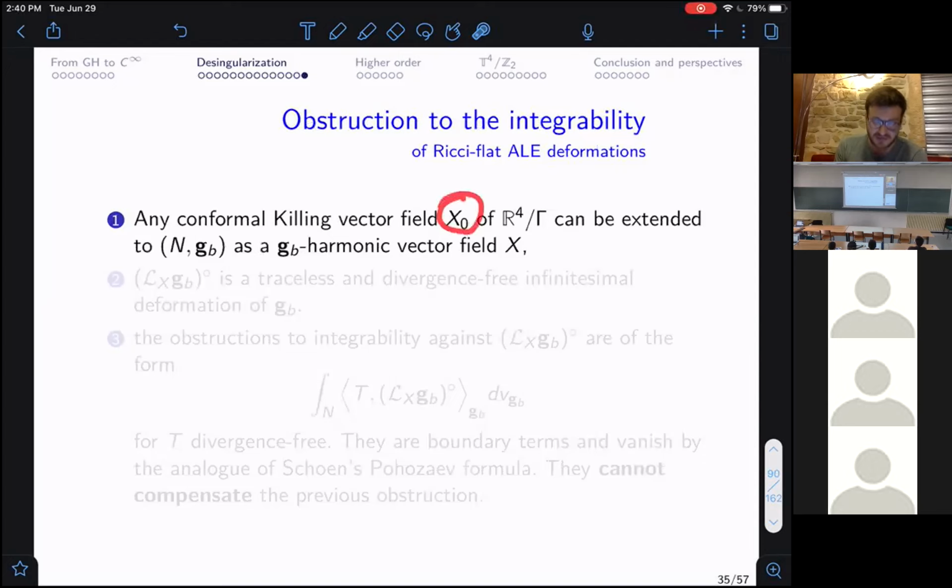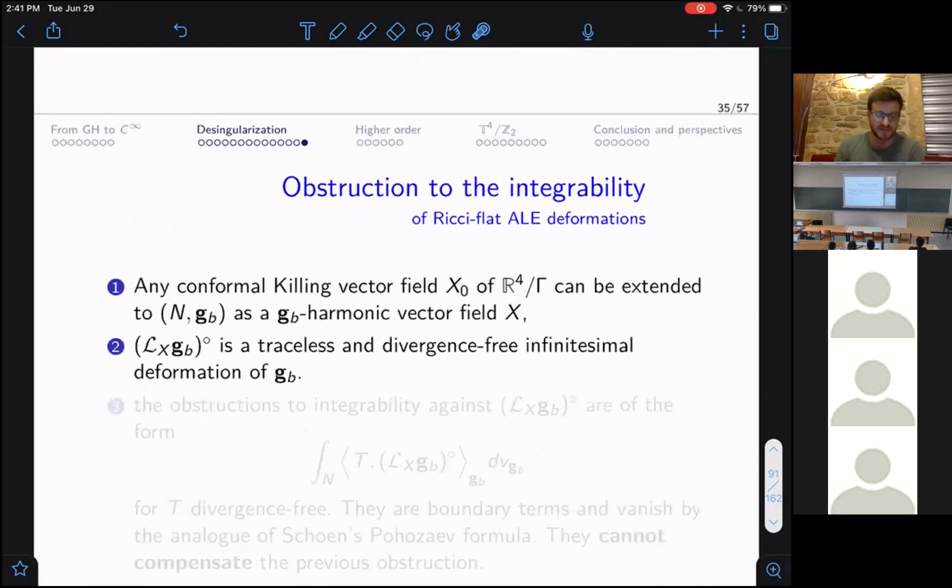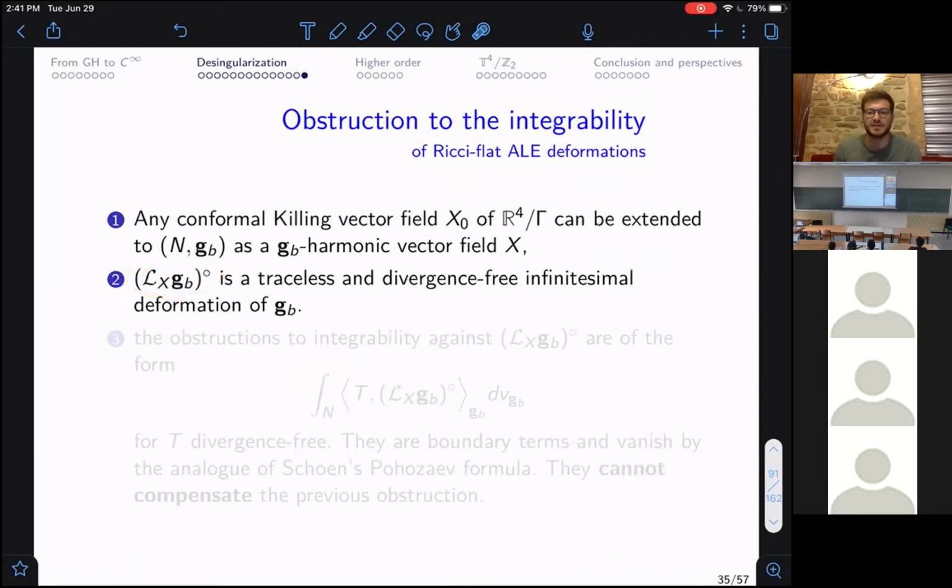The first one is that you can take any conformal Killing vector field of your asymptotic cone, and you can extend them to harmonic vector fields. Then the traceless part of the Lie derivative of the metric in this direction is traceless, divergence-free, and of course an infinitesimal Einstein deformation. But it's not a trivial infinitesimal deformation. It doesn't come from a diffeomorphism or something.